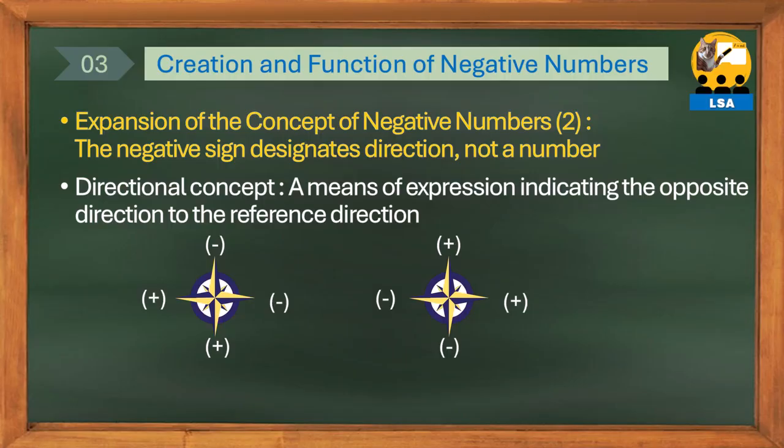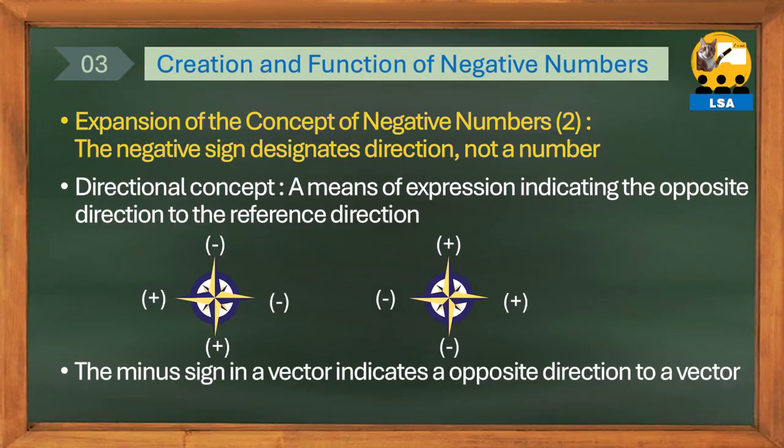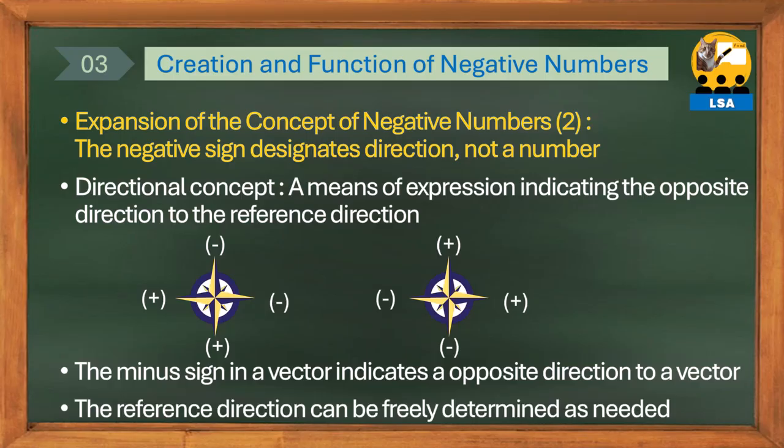In the future, you will learn about vectors as numbers with direction, and the fact that the minus sign indicates direction is well shown in vectors. In vectors, a vector with a minus sign indicates that its direction is opposite to a vector without a sign. And the reference direction can be freely determined as needed, because you only need to indicate the direction. You understood that the minus sign indicates direction, right?